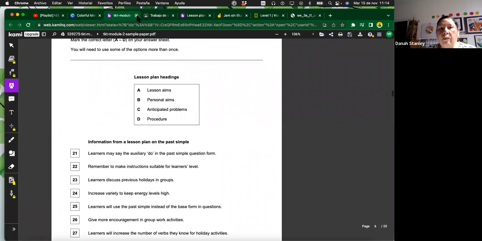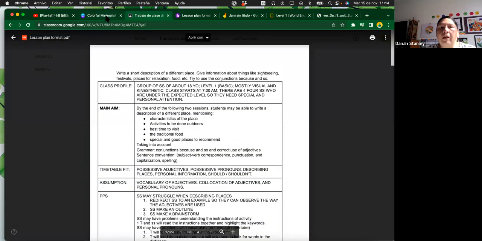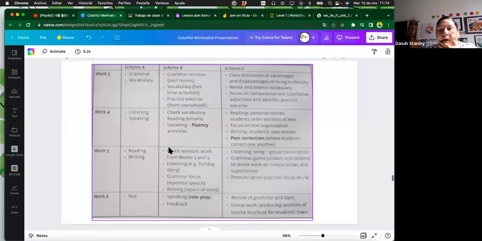Ah, ya le cerré. Bueno, la otra, la de la week. Y ya le cerré al mock. Ajá.